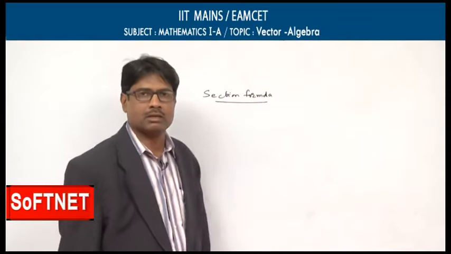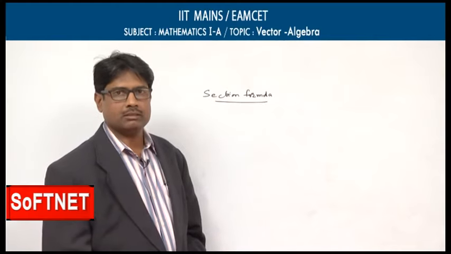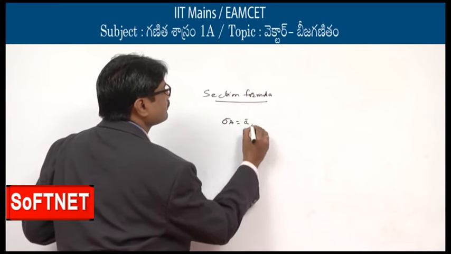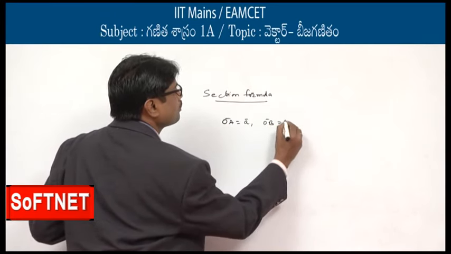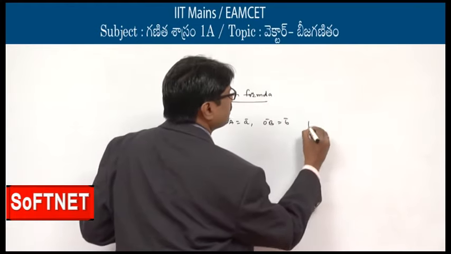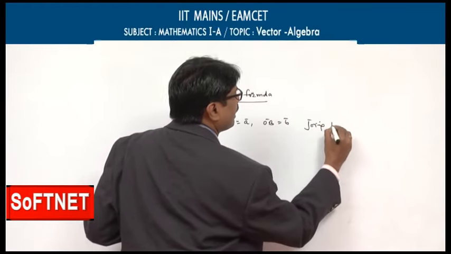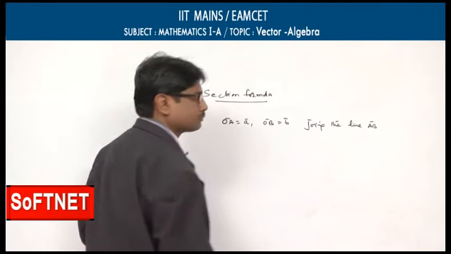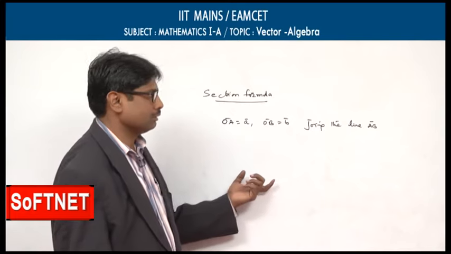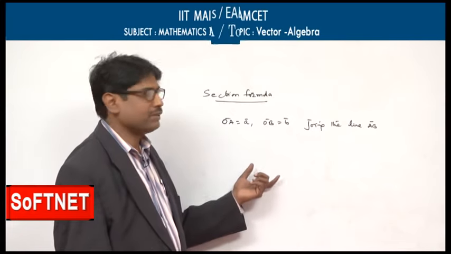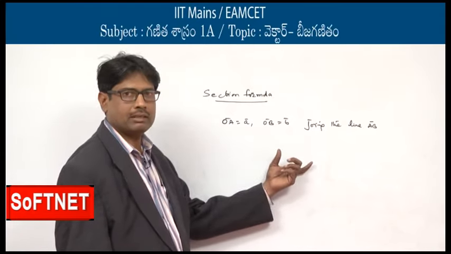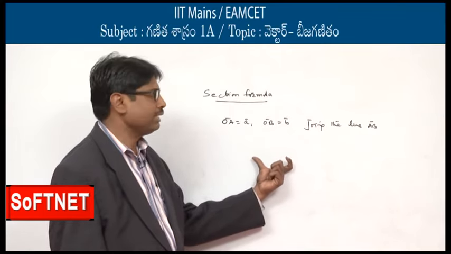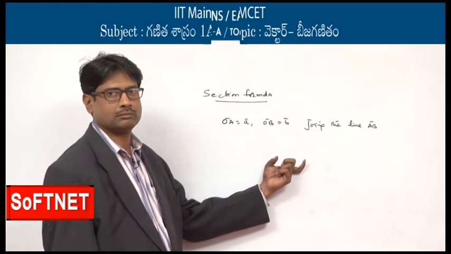Consider O as the origin, OA bar equal to A bar, and OB bar equal to B bar, joining the line AB bar. For the section formula, we take a point on this AB bar dividing it in a given ratio, and find the position vector of the point in terms of A bar and B bar.